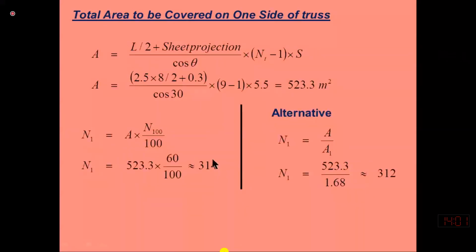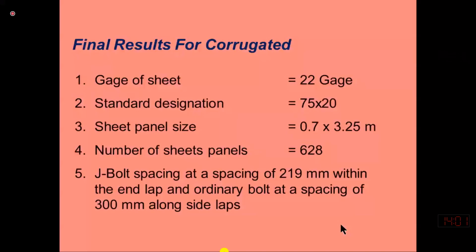So total number of sheets may be 314. The total sheets on both sides will be multiplied by 2, because we need the same number of sheets on the other side. So in total we require 628 sheets for our roofing system. Next, you need to write down the design summary.